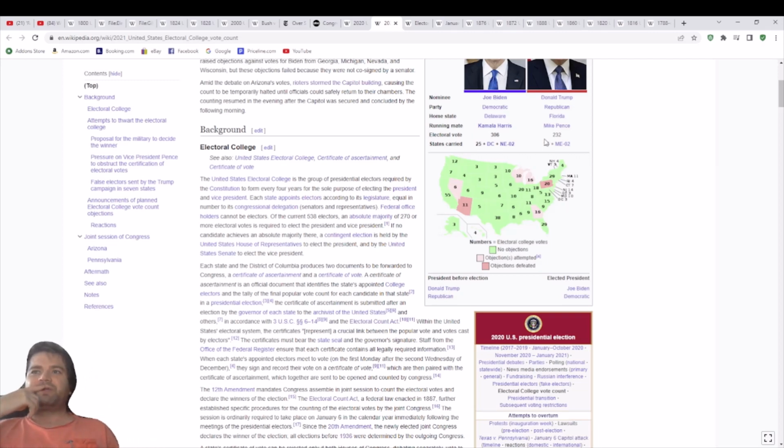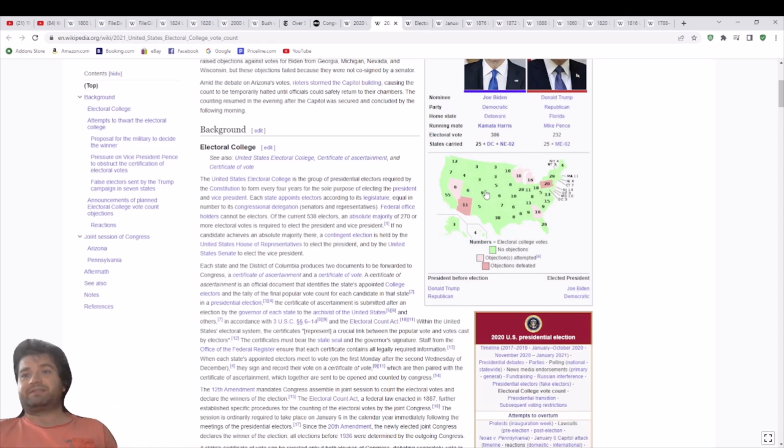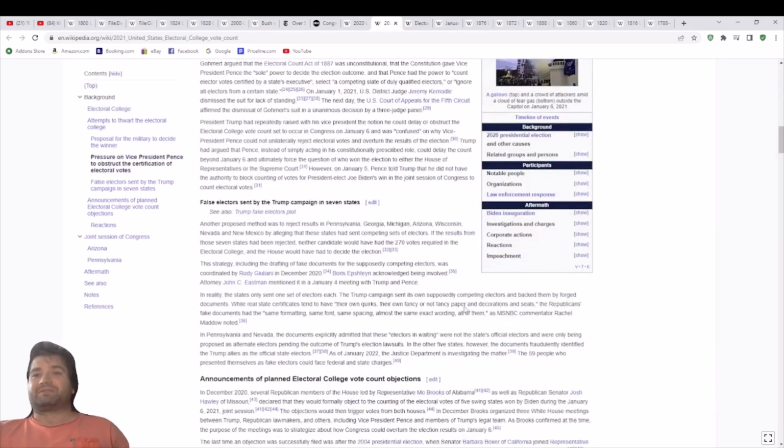11, 20, 33, 32 plus 33 is... So yeah, if these two had been overruled and given to Trump, they wouldn't have mattered. It still would have gone to Biden with these states that didn't... I'm guessing that's what this means, objections attempted. They wouldn't have changed the election, or the results of the election.